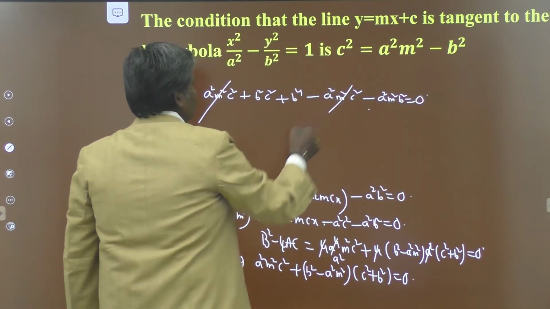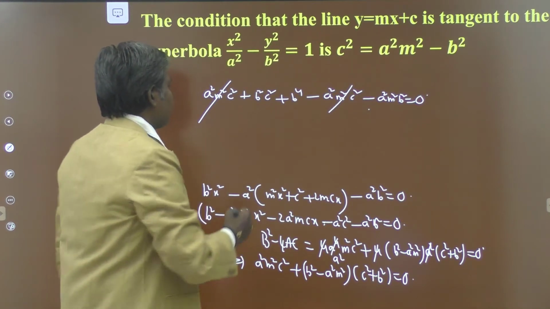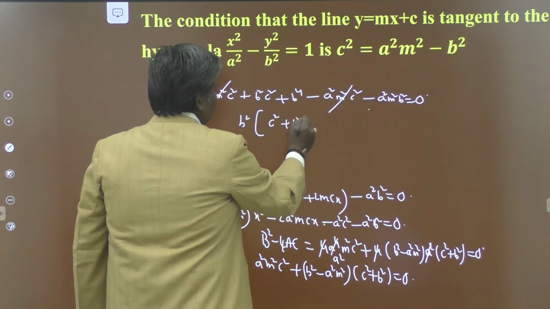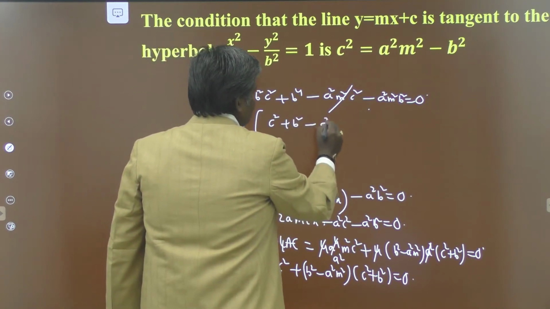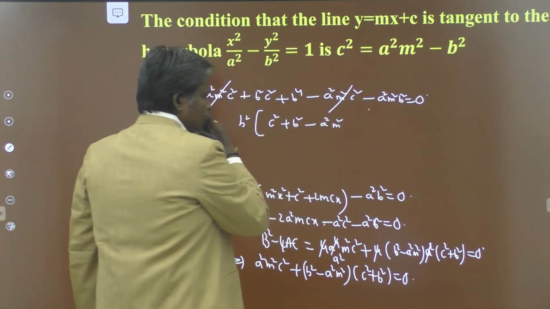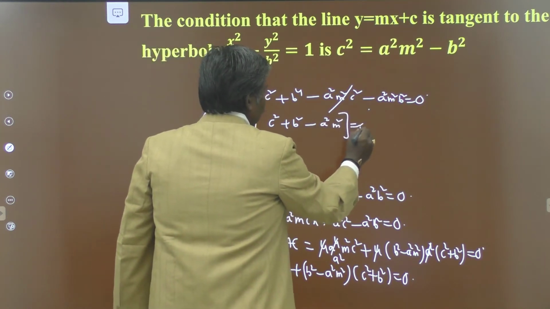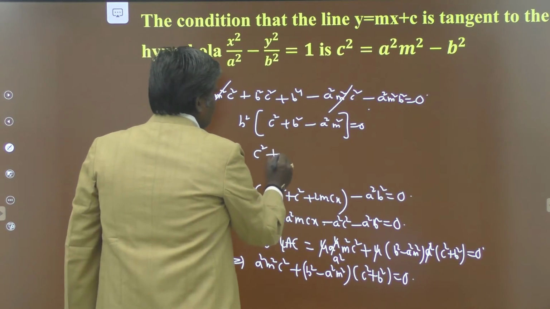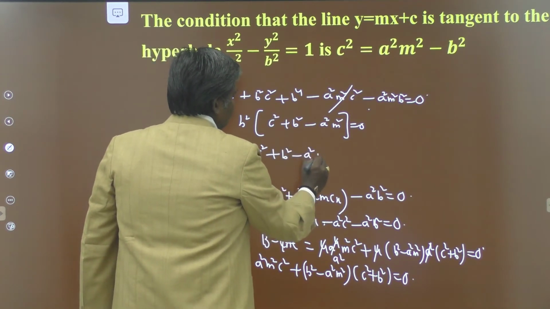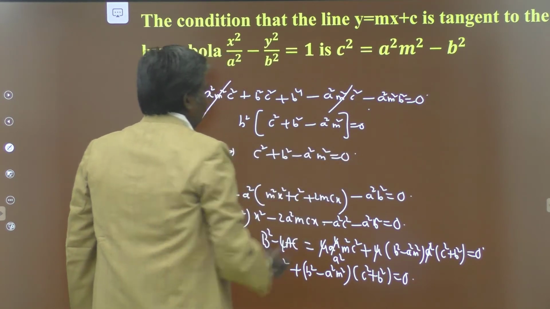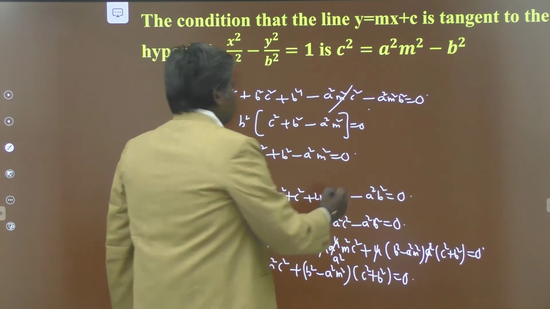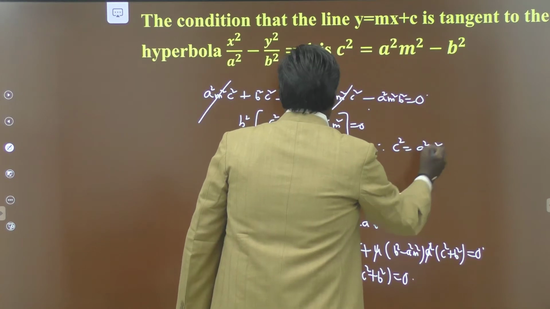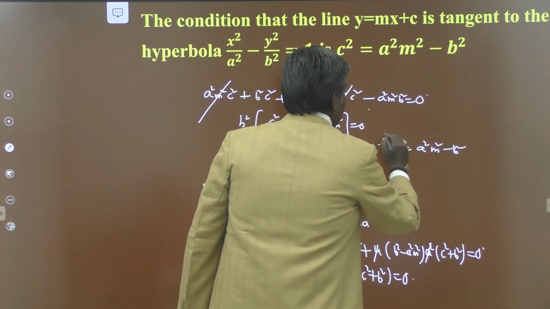a²m²c² and a²m²c² get cancelled. You can take b² common: b²(c² plus b² minus a²m²) is equal to 0. b² is never 0, which implies c² plus b² minus a²m² is equal to 0. Therefore, c² is equal to what? c² equals a²m² minus b².